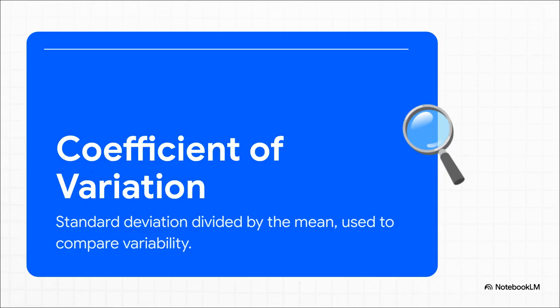But what if we have to compare the variability of a suspect's income in dollars to their height in inches? To do that, we deploy the elegant coefficient of variation. By dividing the standard deviation by the mean, we generate a standardized ratio. This is fantastic because it allows for perfect apples-to-apples comparisons across entirely different datasets and different scales.